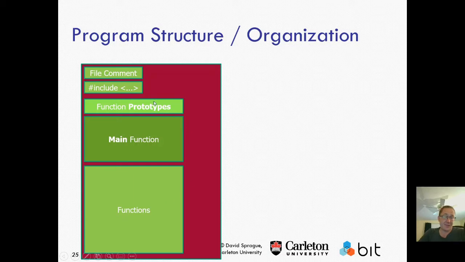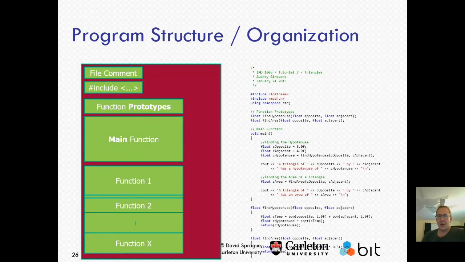They have to have the exact same name, same capitalization, everything. Okay, so here's function 1, function 2, function X. Okay, so here would be an example of it. Please ignore the cout statement in here, but find hypotenuse and find area are the names of my two functions. They have a semicolon at the end.